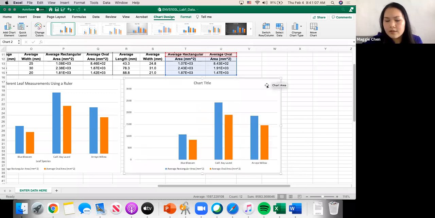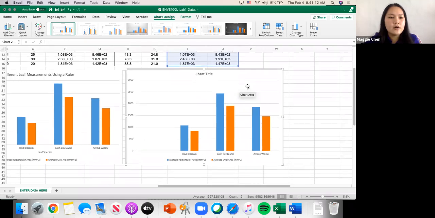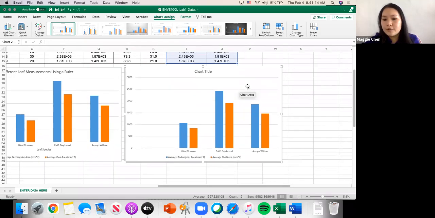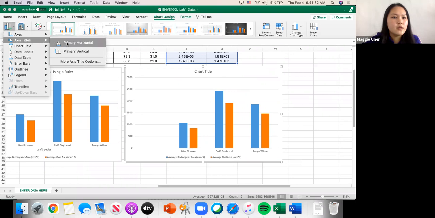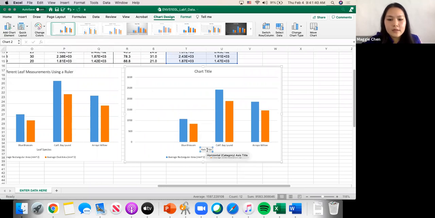And the same thing as we did for our ruler column chart, we're just going to add in our primary horizontal and primary vertical axes titles. So once our chart is selected, the Chart Design tab is going to pop up. And again, all the way at the end, on the left side, where Add Chart Element is one of the options, we'll click into that, hover over Axis Titles, and then select Primary Horizontal for our x-axis. And again, this is leaf species.